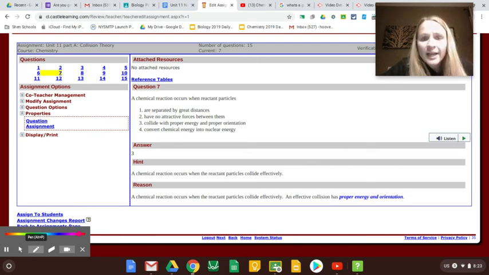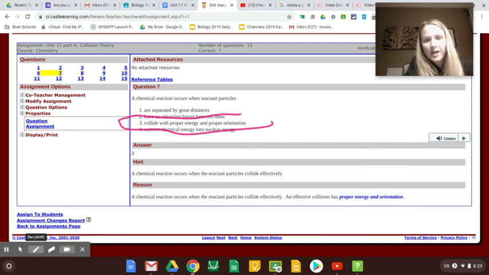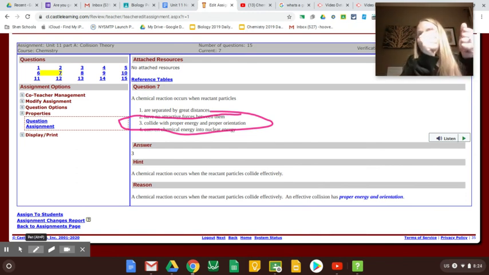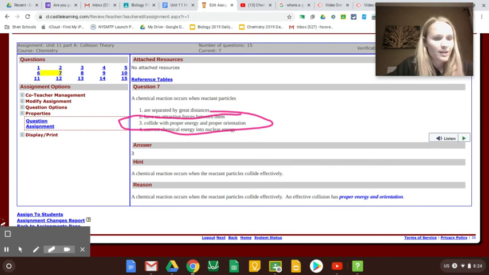Number 7, a chemical reaction occurs when particles collide with proper energy and proper orientation. You got to collide, you got to hit hard, and you got to hit the right orientation. So to hit a home run, you got to hit that ball hard, and you got to hit it square on. You don't want to be under it. You don't want to be over it. You want to have a nice hard collision. All right. Moving on.